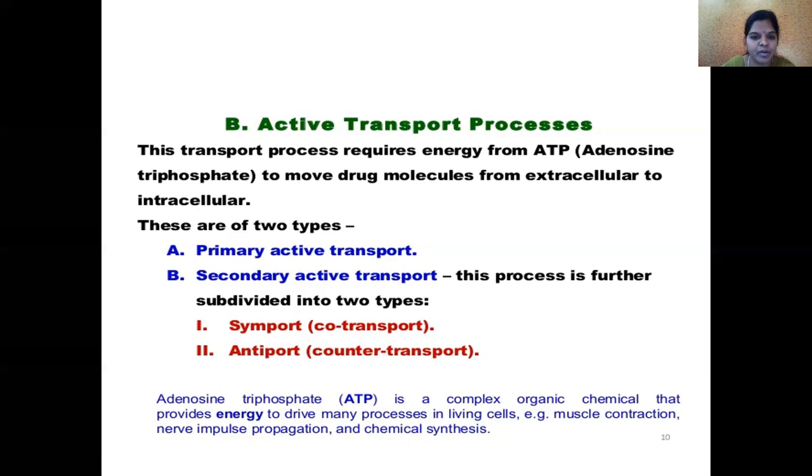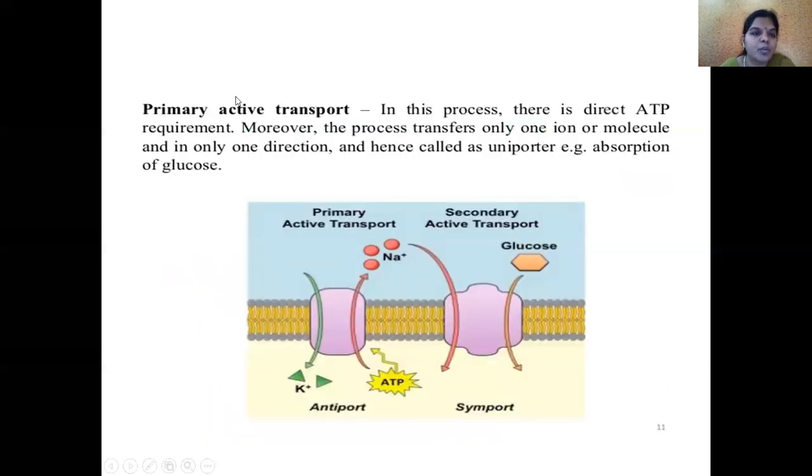First, we will discuss primary active transport. In this process, there is a direct ATP requirement. Moreover, this process transfers only one ion or molecule in only one direction. This is a very, very important thing here. The process transfers the ions only in one direction, not in any other direction, and hence it is called a uniporter. Uni means one. An example is absorption of glucose.